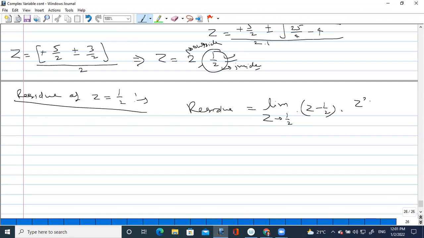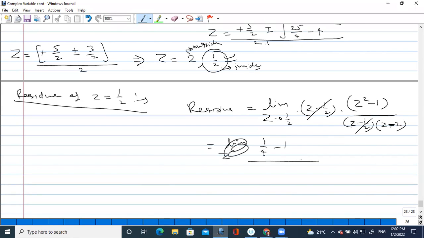For that f(z), numerator will be as such and denominator part will be (z minus half), because this is one pole, into (z plus 2). Sorry, (z minus 2). So these are two poles. So (z minus half) and (z minus half) cancel. So that will be limit, or you put the direct value, z square minus 1 means 1 by 4 minus 1, divided by half minus 2.